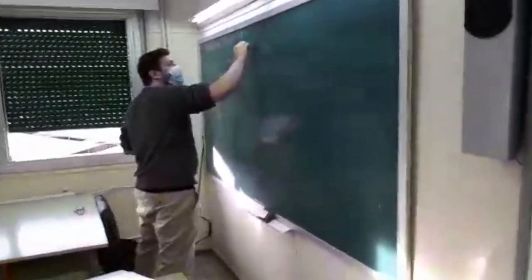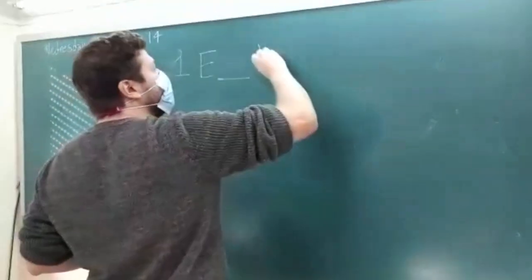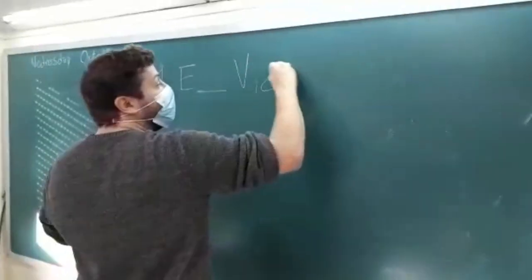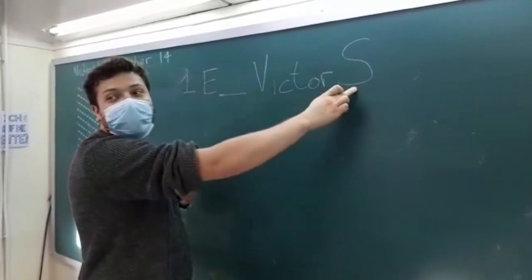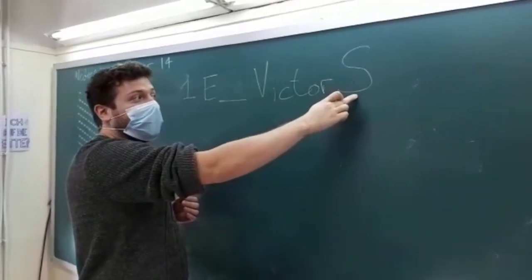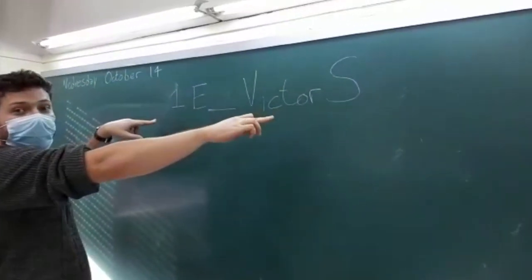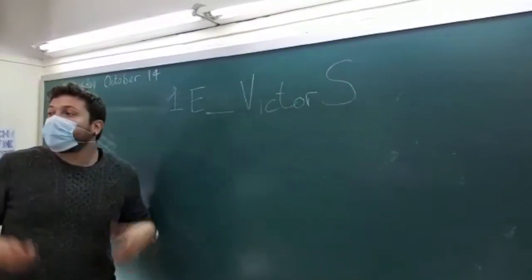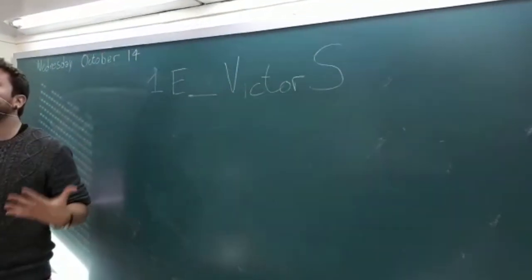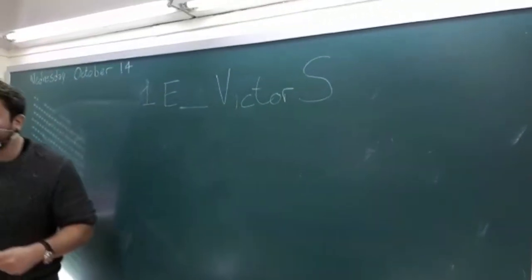It should be called 1E, then your name, so Victor, for example, for me, and your first initial of your last name, S, and you share it like that, okay? So 1E, Victor S, and that way we know who you are and in what grade you are, what group, okay? So make sure that you're writing this down.